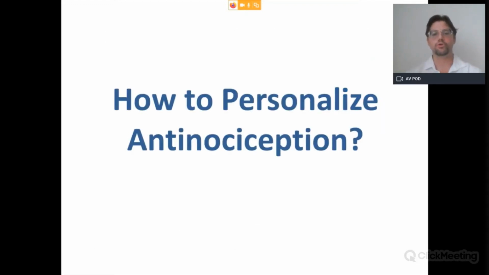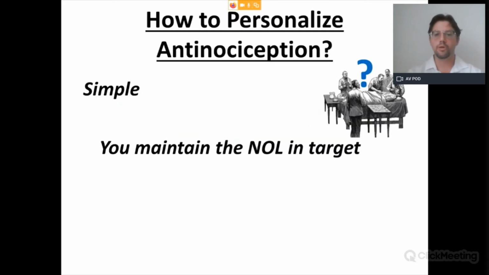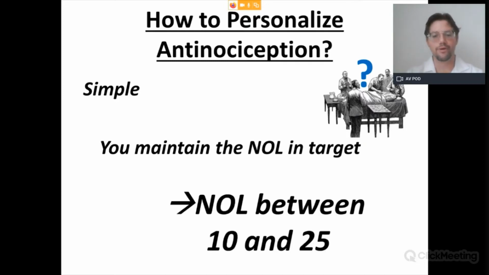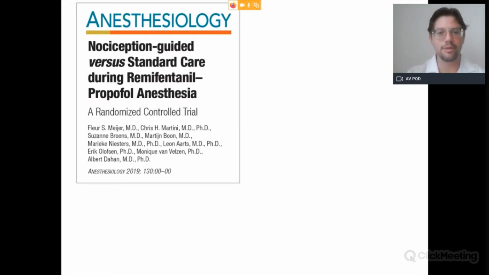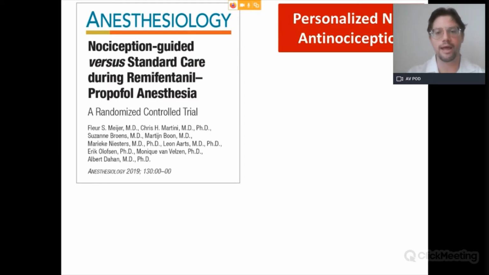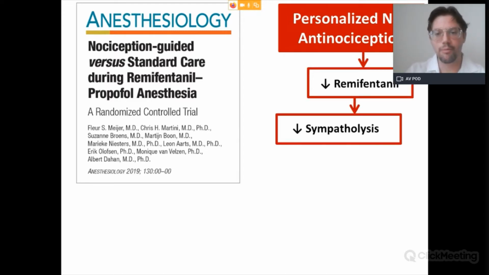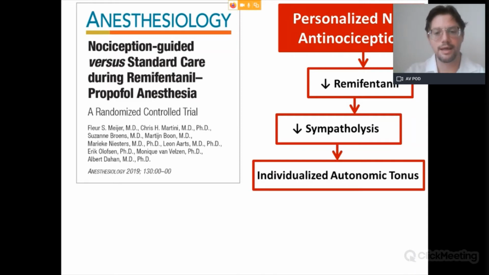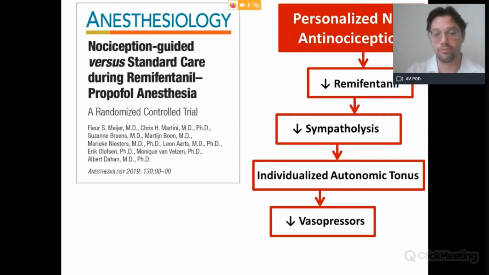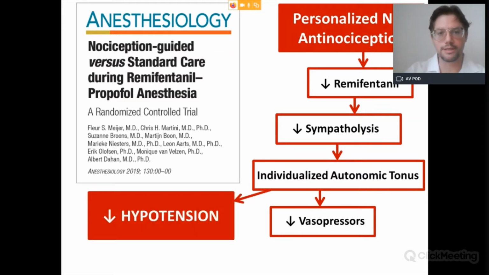Now, how do we personalize anti-nociception? Well, it's simple. You just need to maintain the NOL in a target. Keep a target of 10 to 25. Now, again, I have to go back to Meyer's study because it was so elegant and clear how they did this. They applied a personalized NOL anti-nociception goal, maintaining the NOL between 10 and 25, which led, yes, to a decrease in remifentanil, but also to a decrease in sympatholysis, an individualized autonomic tonus, which was associated certainly with less vasopressors, but more importantly, with a decrease in hypotension.